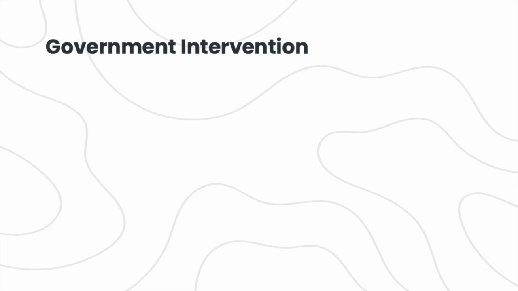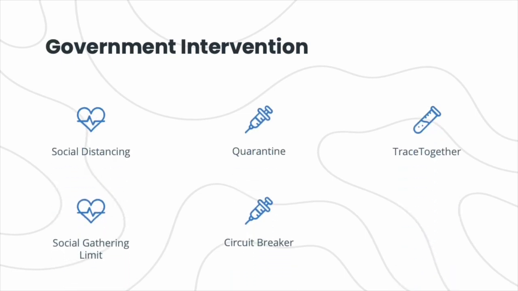Multiple government interventions used by the Singaporean government are implemented as functions. The interventions are social distancing, quarantine, trace together, social gathering limit, and circuit breaker.